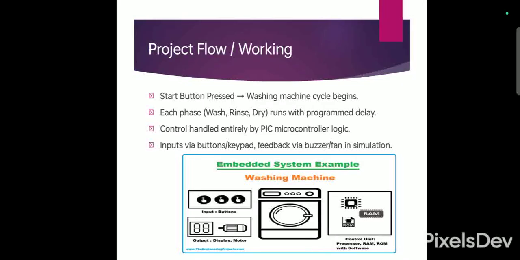Project flow or working. The user starts the washing machine by pressing a tactile switch. The microcontroller enters the washing state, followed by rinse, spin and dry. Each stage runs for a fixed delay using timer logic. So all the actions and feedback are handled in the code and simulated in PICSimLab. Later, in the next part, I will show you each and every part of the working of that washing machine in the PICSimLab tool.